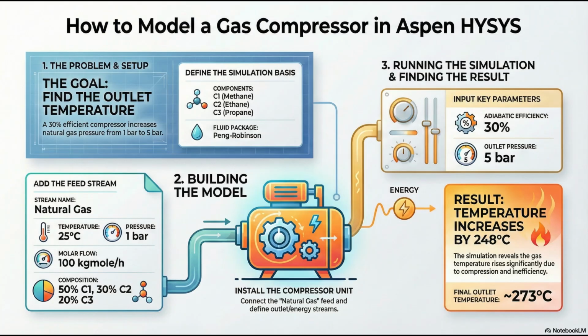A natural gas stream enters at mild conditions, but a compressor running at only 30% efficiency is about to change everything. As pressure rises from 1 bar to 5 bar, the simulation exposes the hidden heat trapped inside. The outlet temperature surges by an astonishing 248 degrees, revealing the intense thermal impact of compression and inefficiency.